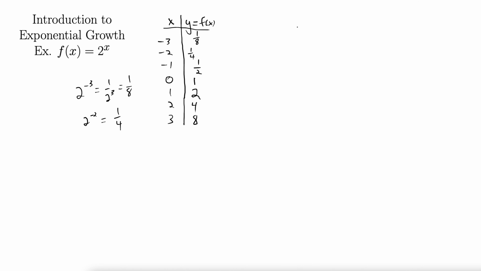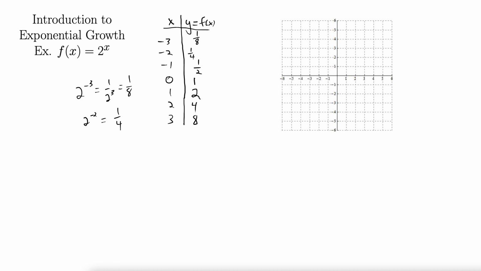Okay, so let's plot these out here. The graph goes through 0, 1 right there because of this point. So we have our x and our y, and all exponential graphs that are just in the form b to the x, they're going to go through 0, 1. So this I always think of as kind of an anchor point for exponential graphs.